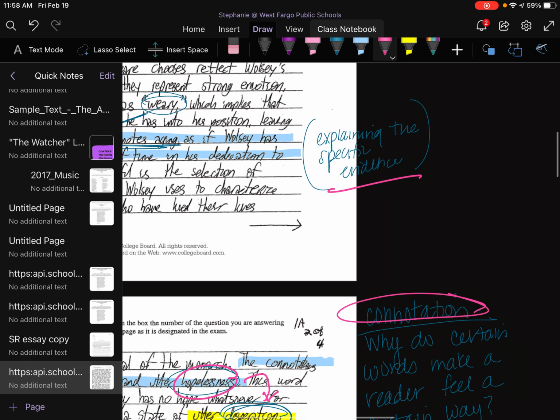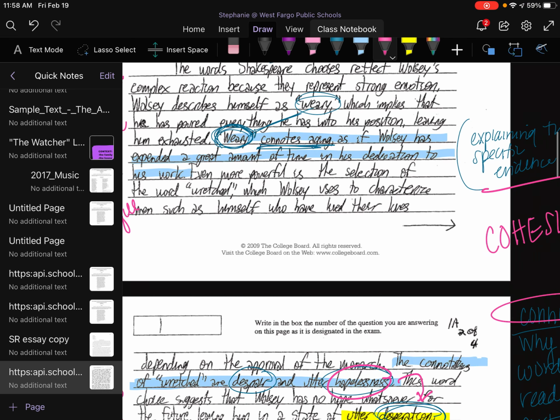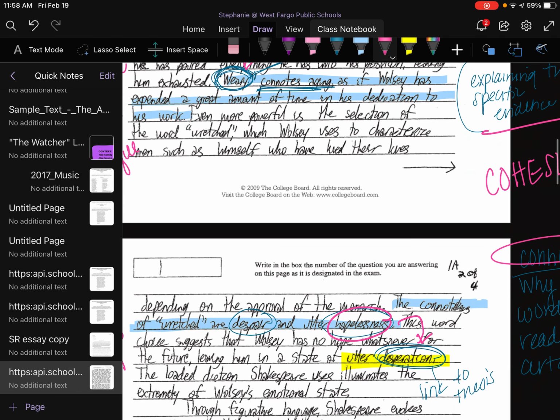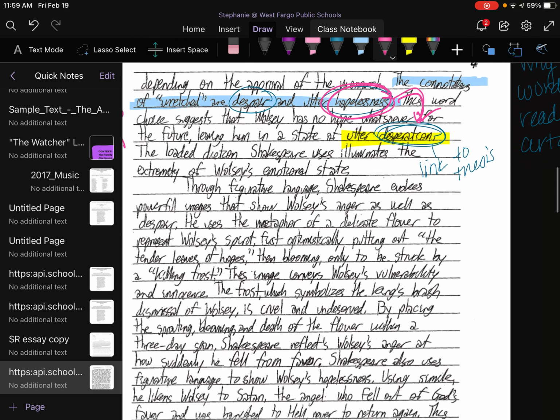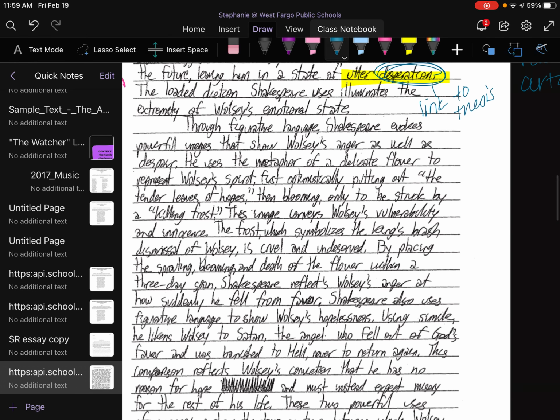But I also mentioned that this is a very cohesive paragraph because each idea is building on the previous. Like here he mentions weary, well in the next sentence he's going to elaborate on that. And he does that throughout. Just like here he talks about hopelessness, builds on that, talking about how that connects to his state of despair. So each thought is building on the previous. Let's look at another paragraph.